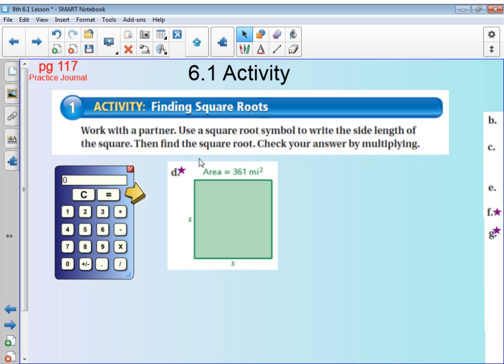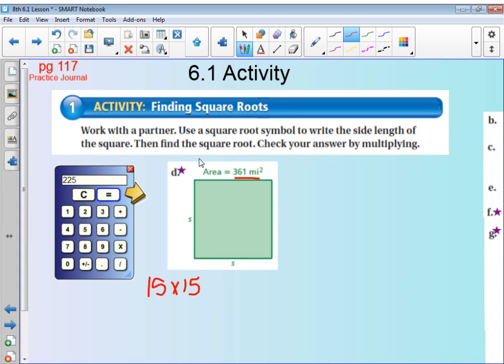So I'm just going to randomly start with a number. So maybe I'll check 15 squared, 15 times 15, and see, is that smaller than 361 or bigger? So 15 times 15 gives me 225. Well, if I compare that to this, that's smaller. So it can't be 15. I'm going to have to go up a number or up several numbers.